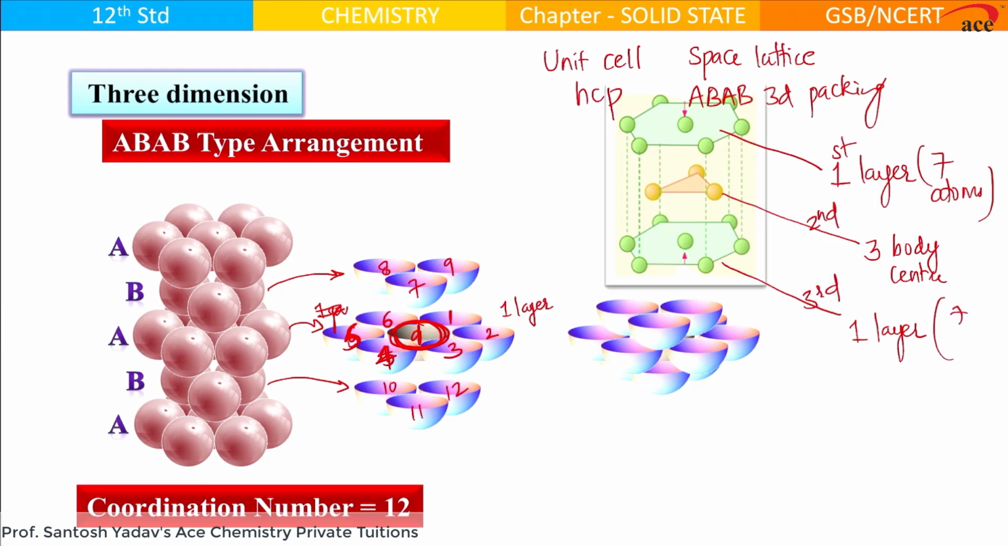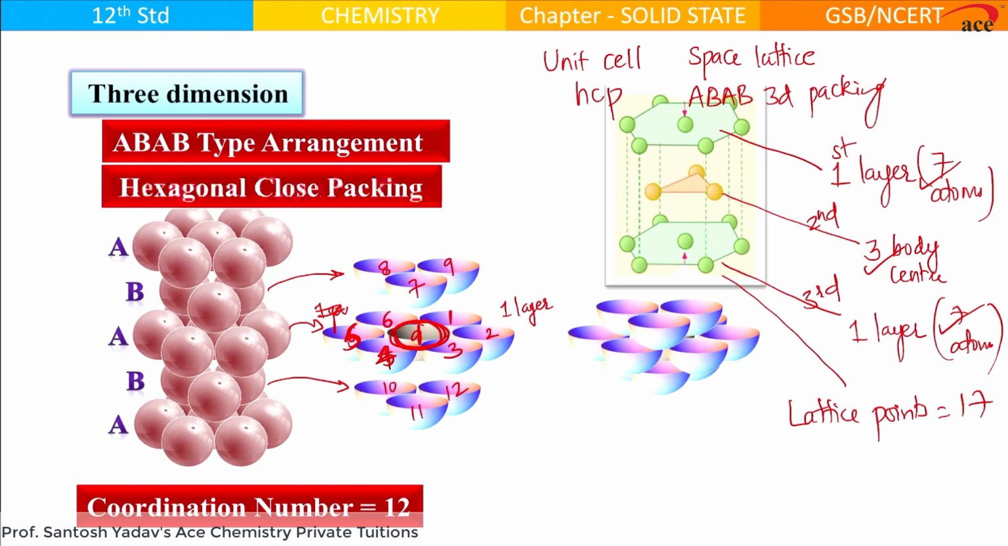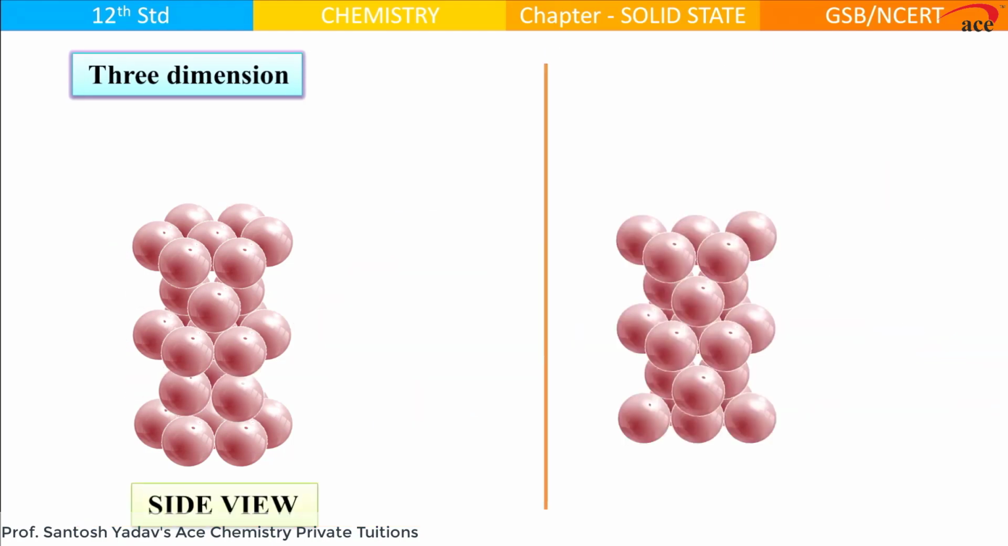There are how many atoms again? 7 atoms. So, somebody wants to know lattice points. How many lattice points are present? Lattice points are 7, 7 and 3. 17 lattice points are present, making it an HCP. Hexagonal close packing is the name for it.